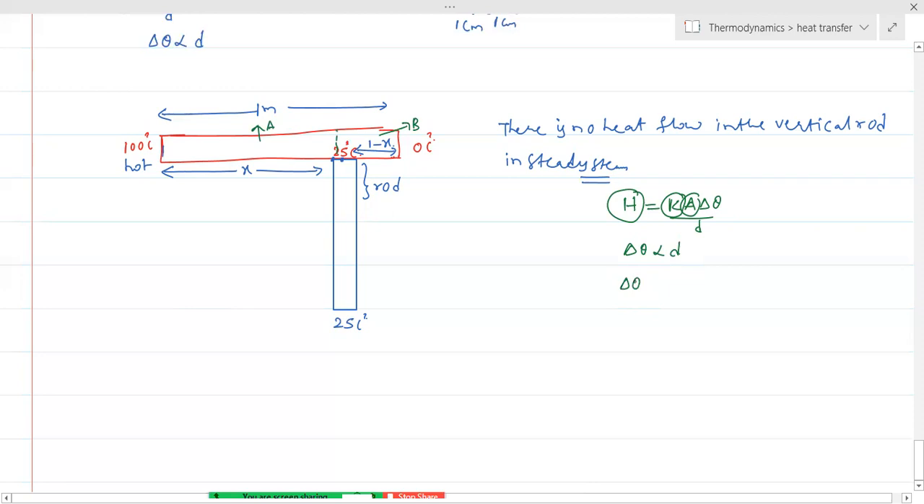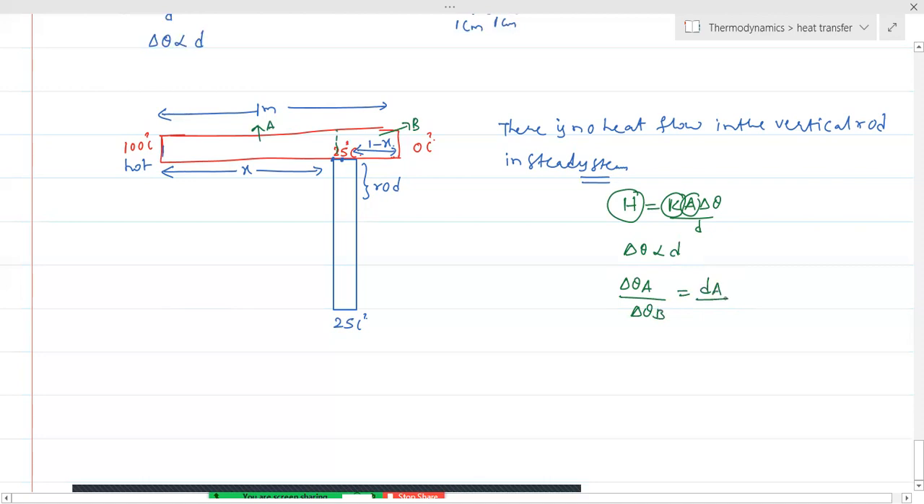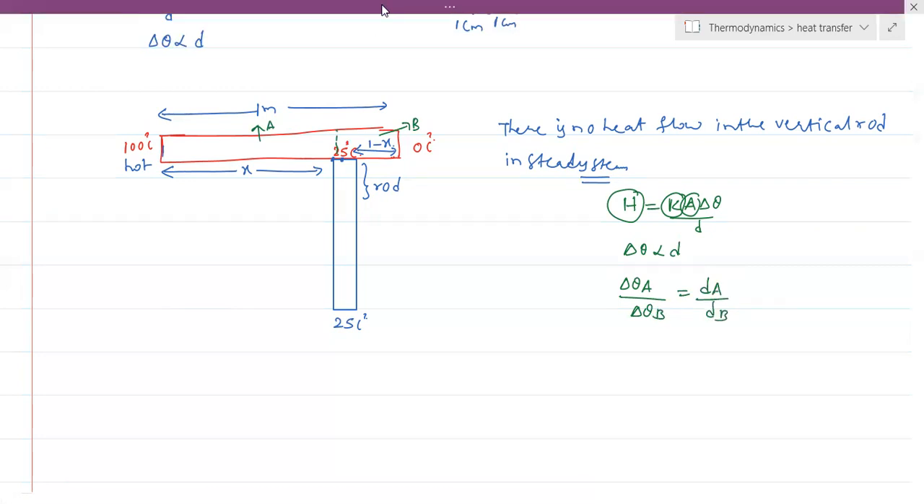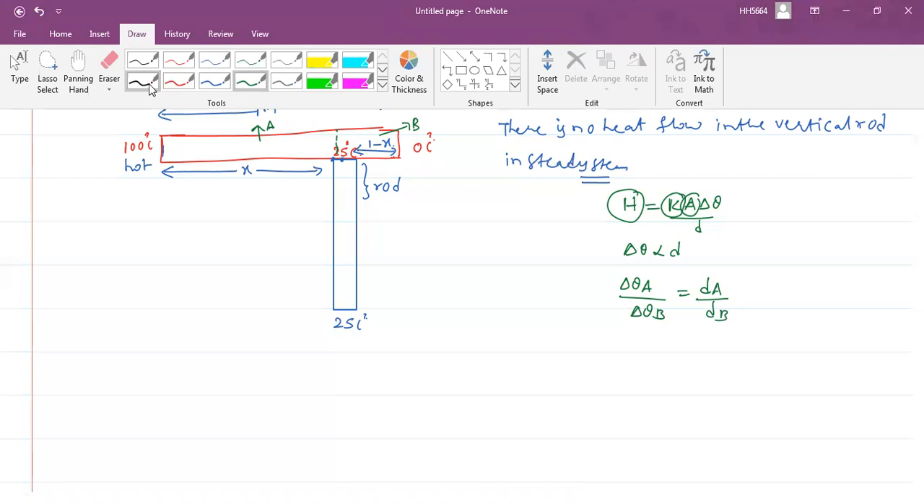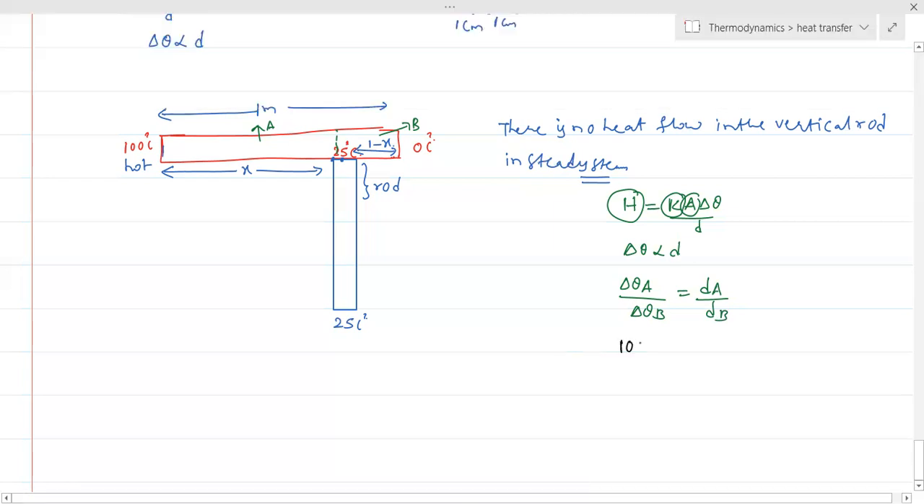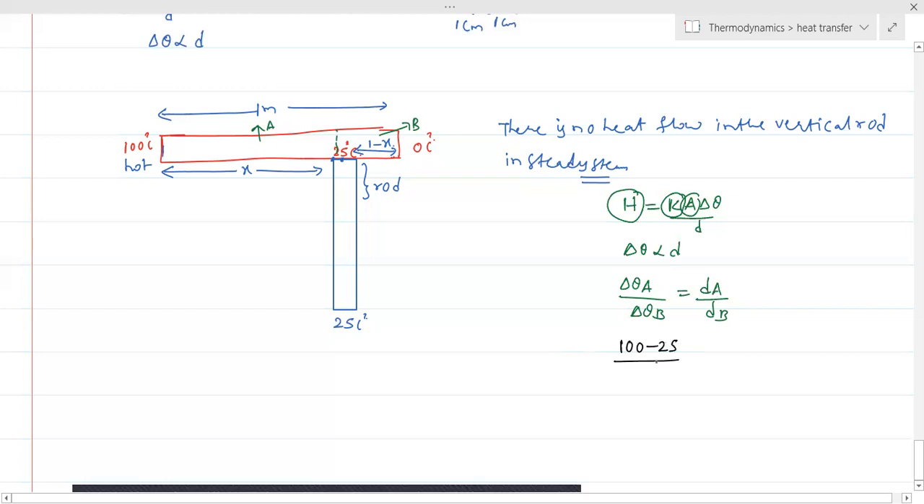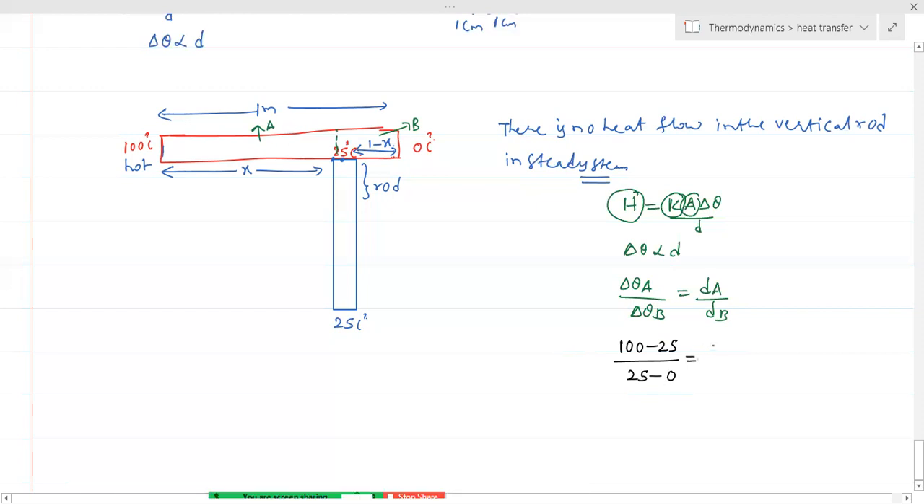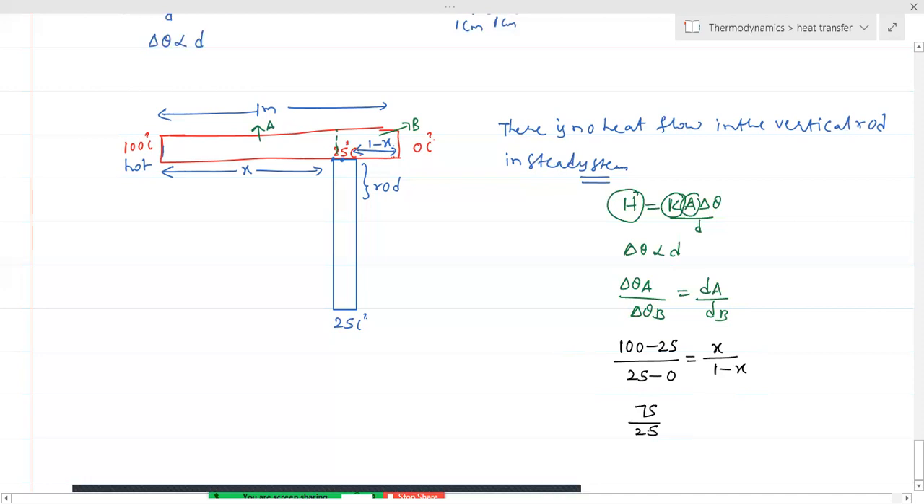So we are writing delta theta A for the A segment, and for the B segment we are writing that equivalent to dA by dB. Delta theta A means higher minus lower, 100 minus 25. Delta theta B means 25 minus 0. So that is equivalent to dA by dB. dA means x, and this is 1 minus x. 100 minus 25 means 75. 75 by 25 is equivalent to x by 1 minus x.